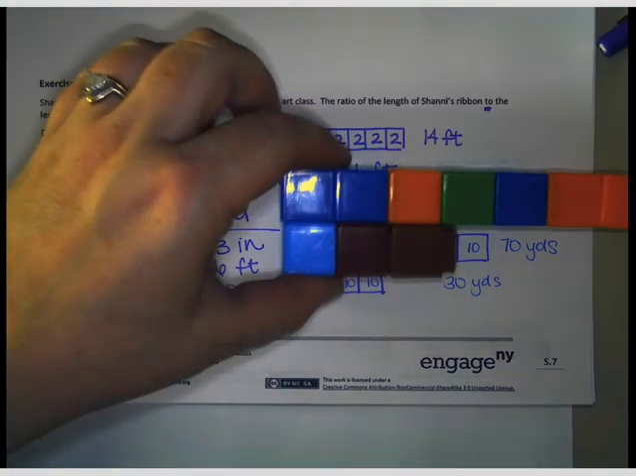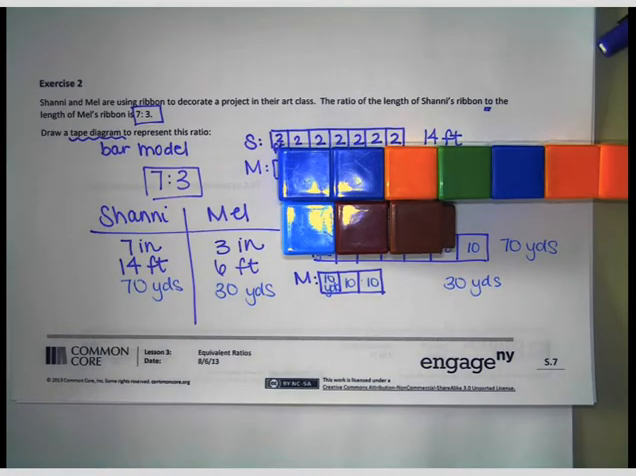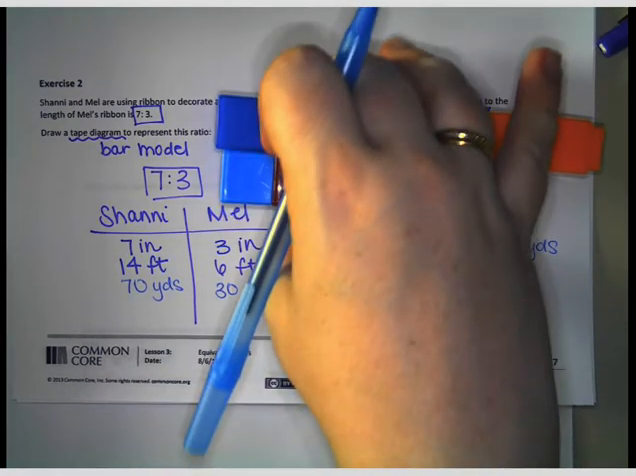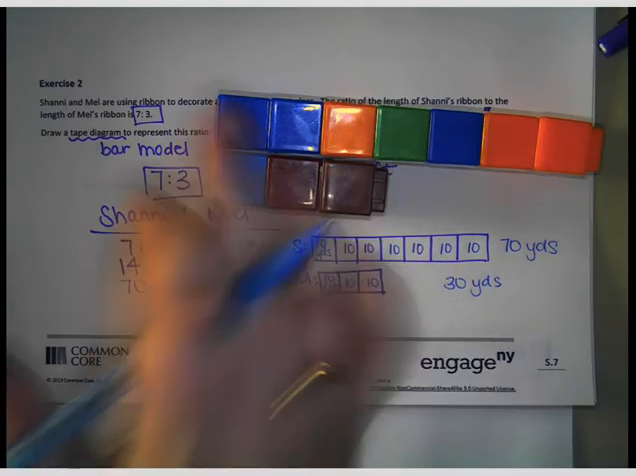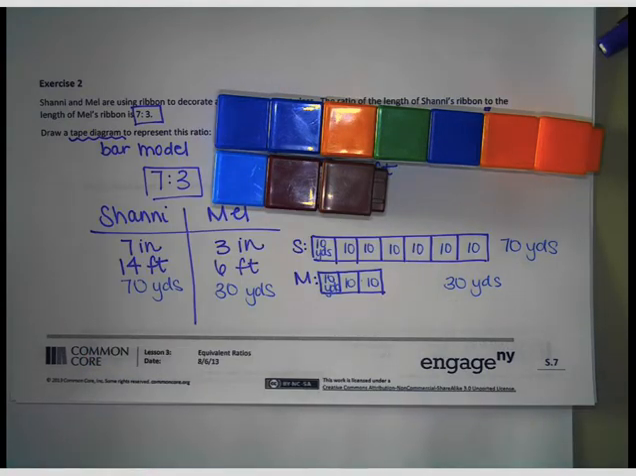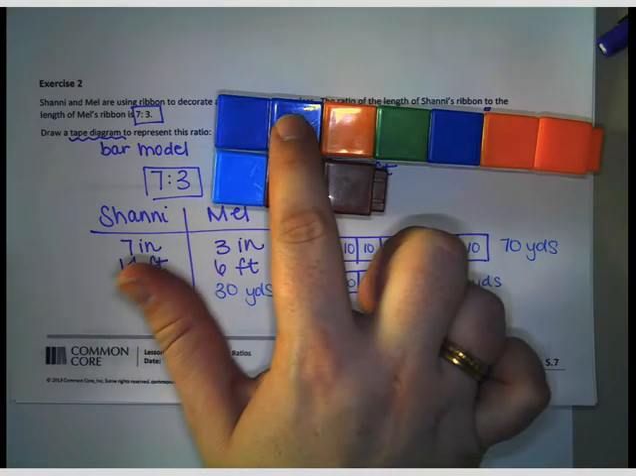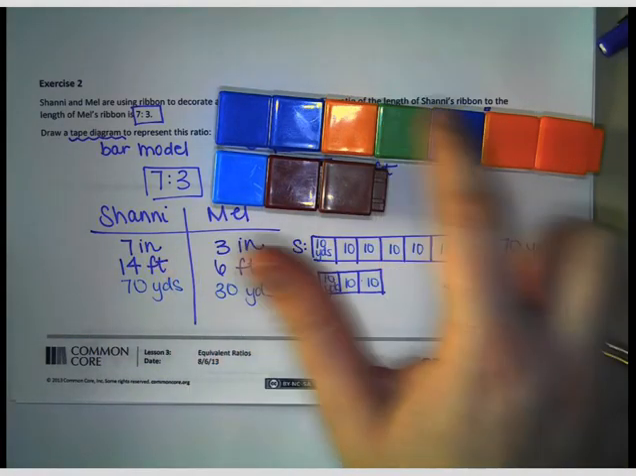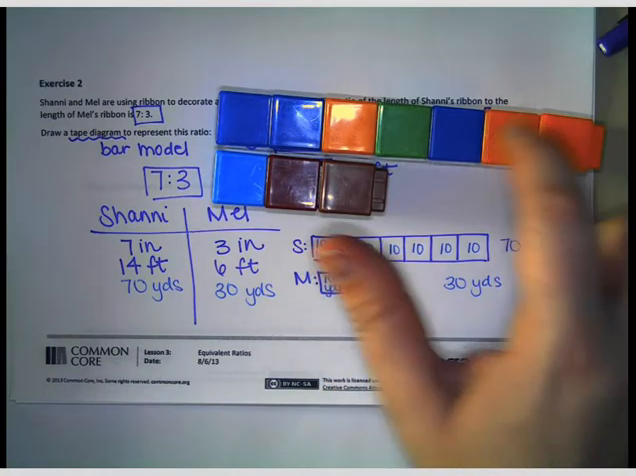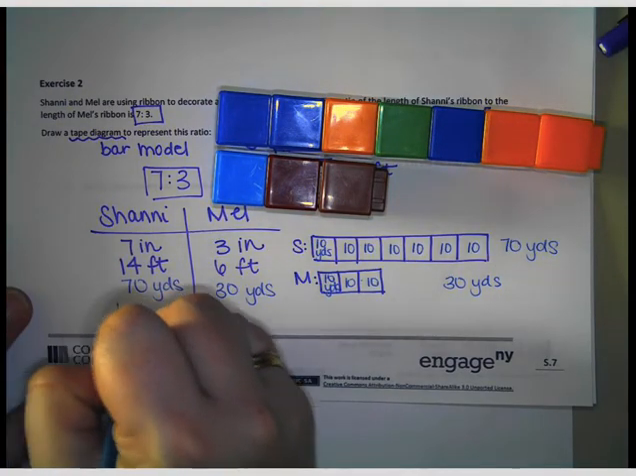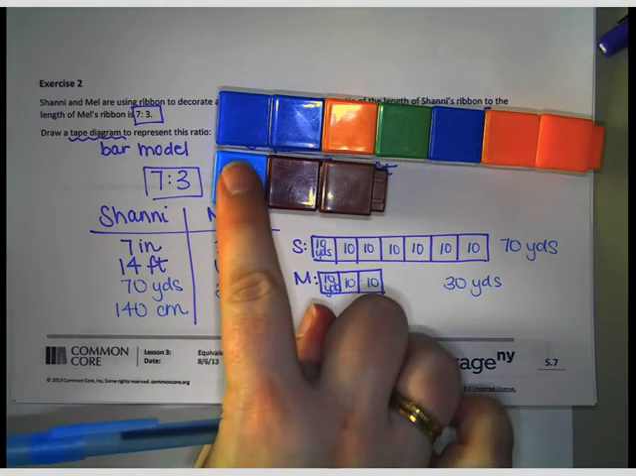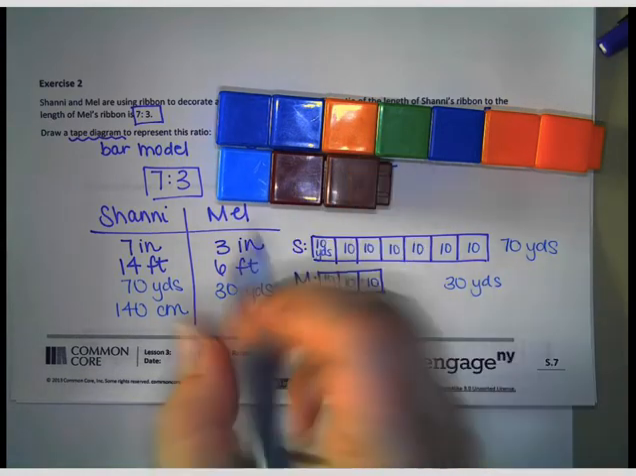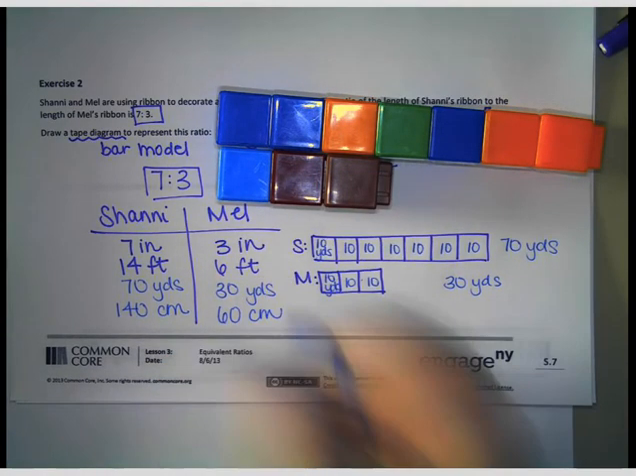I'm going to just use my tape diagram this time. This time I think that each cube in my bar model is going to be 20 centimeters. So every cube is worth 20 centimeters. I'm going to count by 20s. 20, 40, 60, 80, 100, 120, 140. Shani has 140 centimeters of ribbon, and then Mel has 20, 40, 60 centimeters of ribbon.